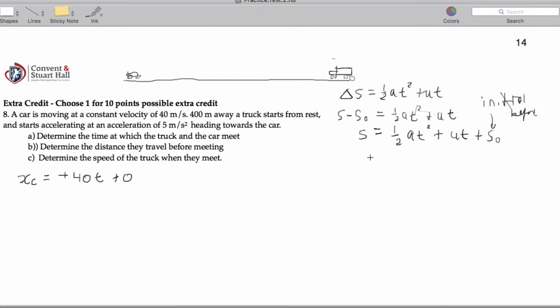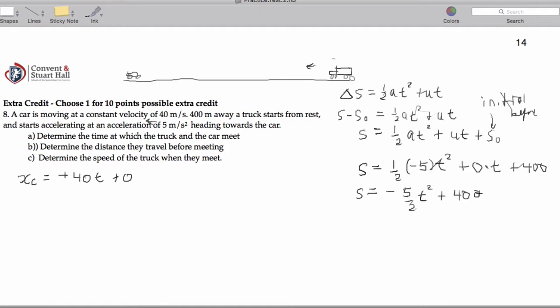So the equation we get for the truck is S equals 1/2 times, now since it's heading backwards, its acceleration is going to be -5, t squared. It's got an initial speed of 0, and it starts 400 meters away. So we're going to end up getting S is -5/2 t squared plus 400.